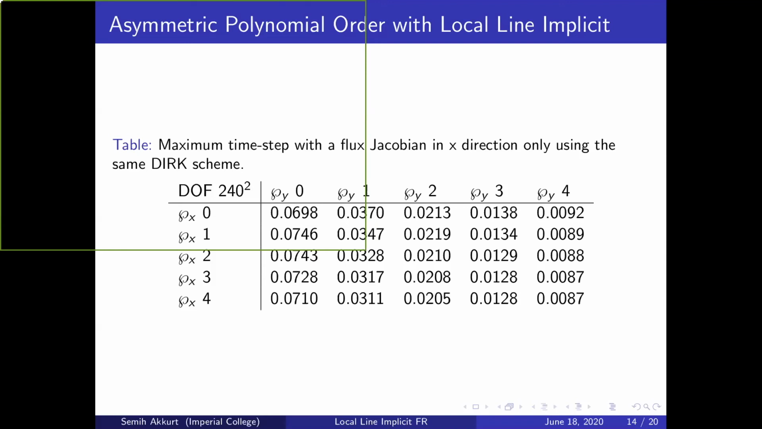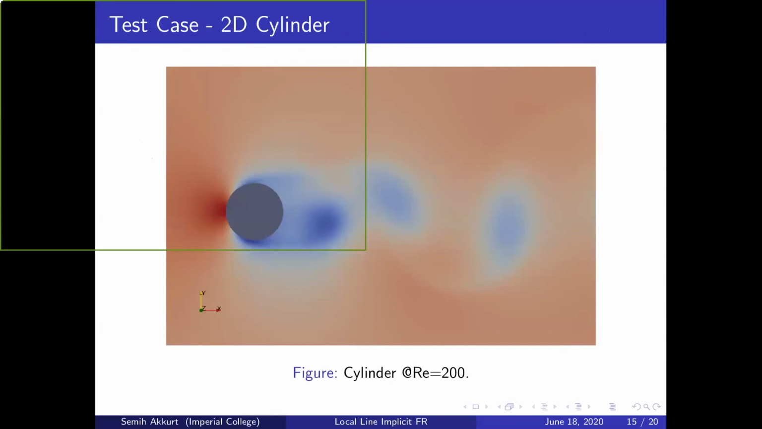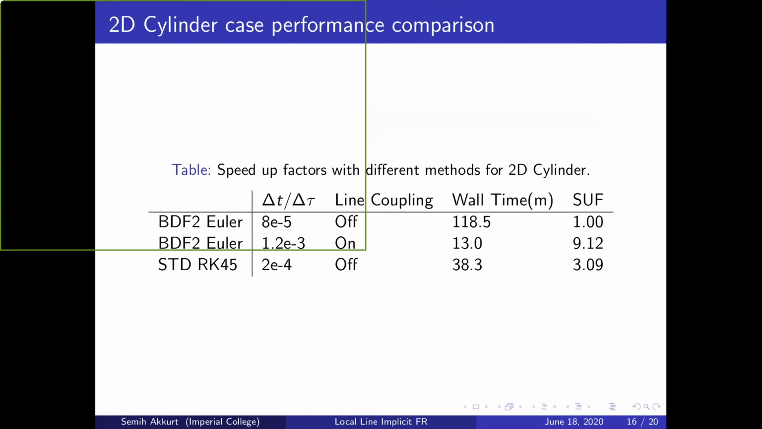Now I will move on to more practical examples. So this is a 2D cylinder, a toy problem, Reynolds number 200. I'm not going to give a detailed comparison in terms of accuracy because there is no difference in accuracy. There is no price that we are paying in terms of accuracy because we're enabling local line implicit, and it is not getting any better either. It is the same. My baseline result here is BDF2 with point-wise coupling. And when I enable line coupling in this exact time integrator, I am getting a 9x speedup.